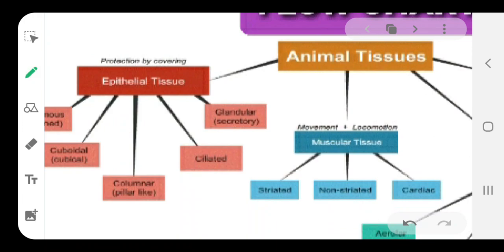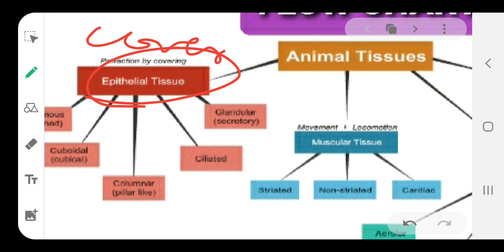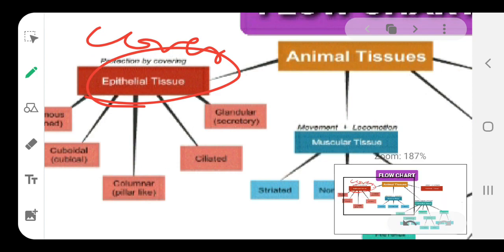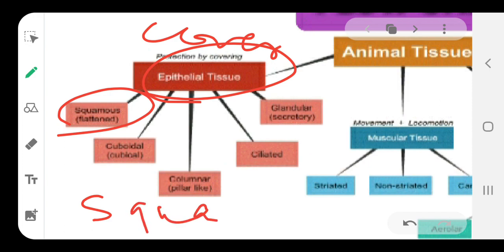The first part is the epithelial tissue. This is basically a protective tissue because it covers the whole body externally as well as internally. It has a lot of subtypes. Number one is squamous. Please check these in your textbook. Squamous, S-Q-U-A-M-O-U-S, write it down. Squamous tissue is flattened tissue.